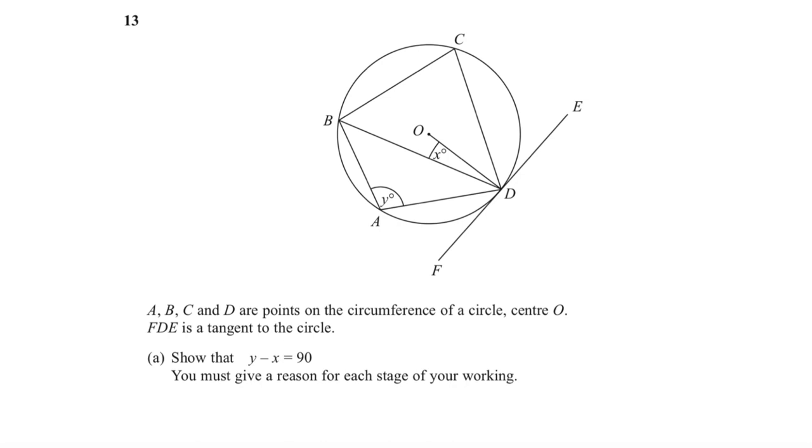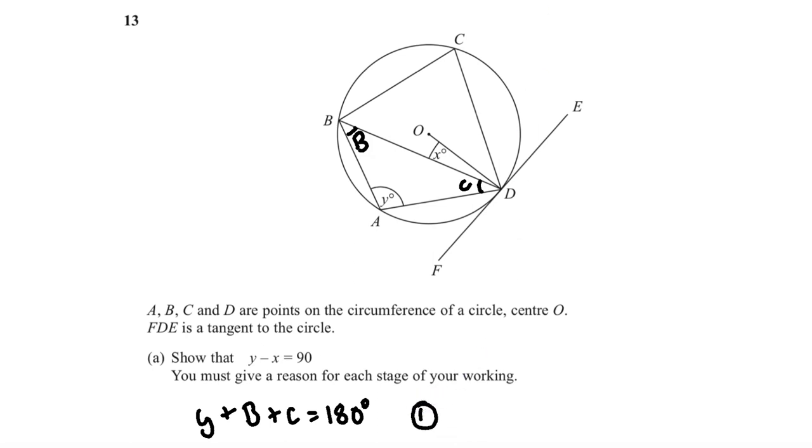So the first thing I'm going to do is label the triangle B, A, D. This angle over here, I'm going to refer to as angle B, and this angle over here, angle C. We all know that angles in a triangle add up to 180. Therefore, y plus B plus C is equal to 180 degrees. I'm going to label this equation number one.